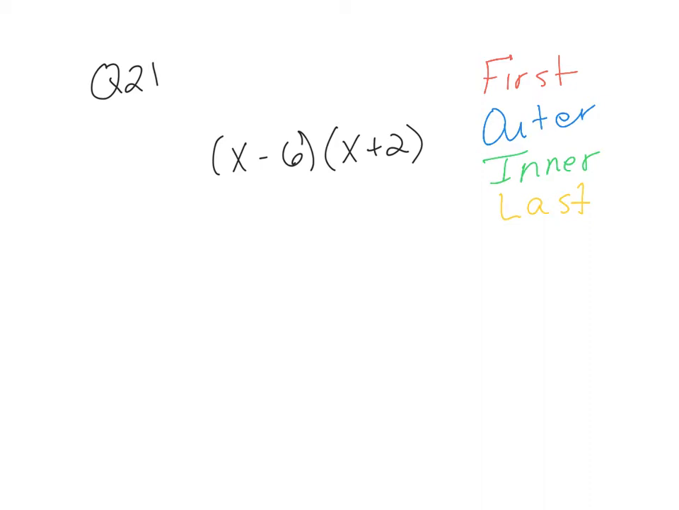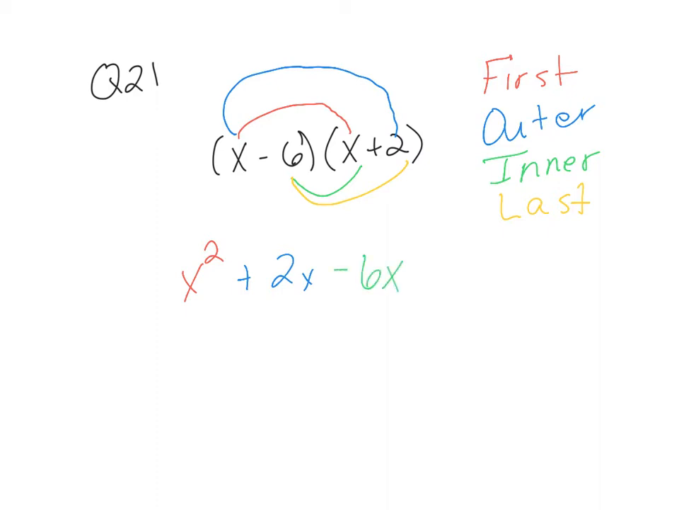So first means multiplying the first term from each binomial. Outer means multiplying the 2 on the outside. Inner means the 2 innermost numbers. Then last are the last ones in each binomial. So for first, x times x is x squared. For outer, x times 2 is 2x. We're going to put a plus because it's positive. Inner, negative 6 times x is minus 6x. And then last, negative 6 times 2 is a minus 12.